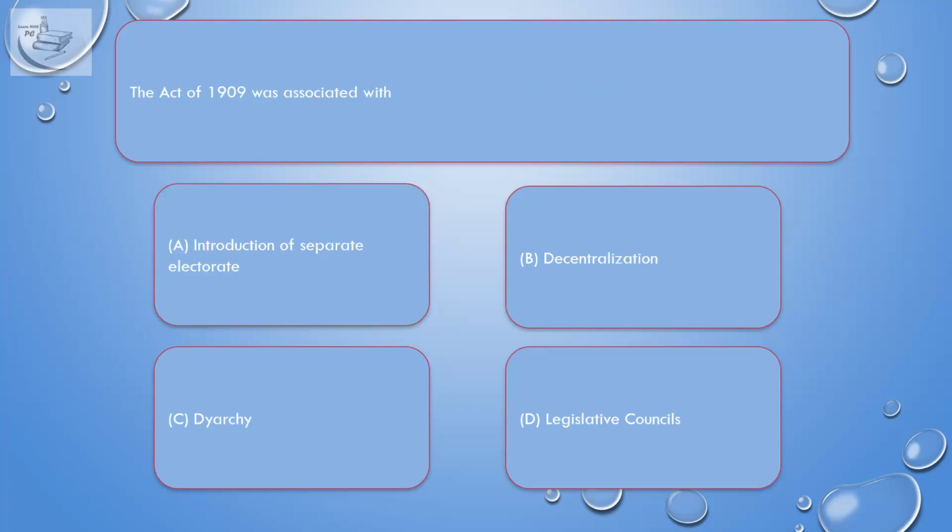Question: the Act of 1909 was associated with A. Introduction of separate electorate. B. Decentralization. C. Diarchy. D. Legislative councils. Correct answer is A. Introduction of separate electorate.